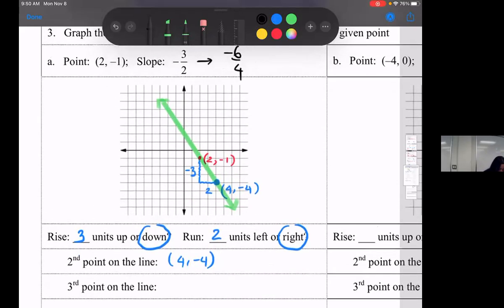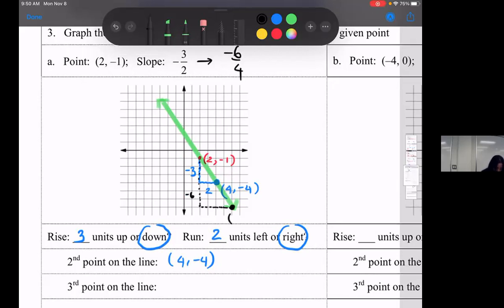So let's go -6/4. So you rise down 6. Any point really. So from the red point again, instead of going down 3, I'm gonna go down 6. I'm gonna do a dashed line, -6, and then you go over how many here? 4. 1, 2, 3, 4. So that new point is right here.